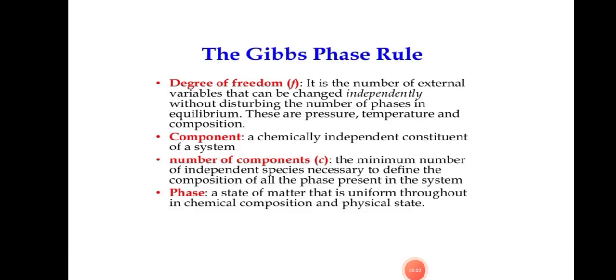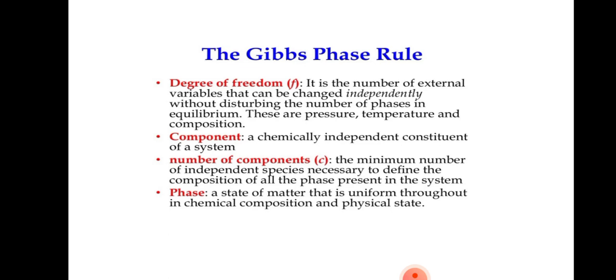Hello students, in this video we will talk about the Gibbs phase rule. Firstly, we have to discuss what is degree of freedom. We know very well that the degree of freedom is the number of external variables that can be changed independently without disturbing the number of phases in equilibrium. These are pressure, temperature, and composition.